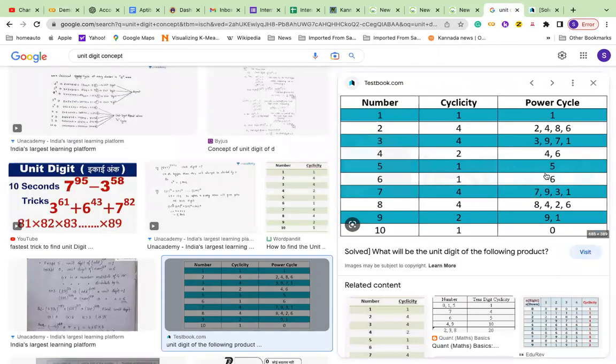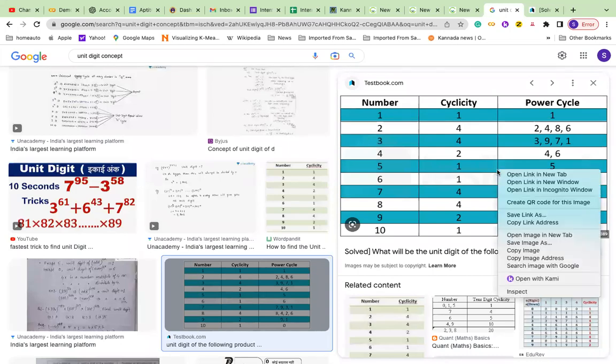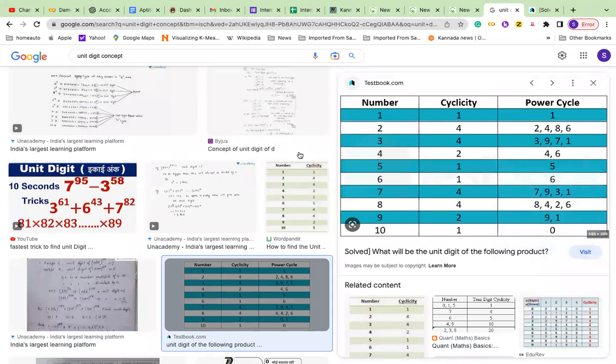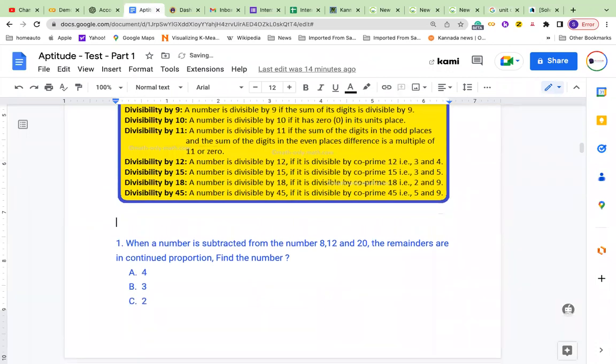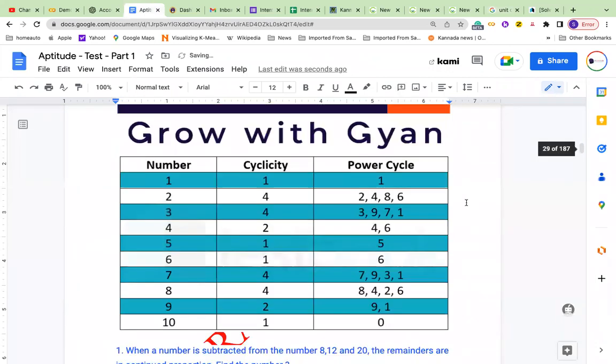Then how to check the unit digit. Any question here? No, sir. So how easy it is to calculate if somebody gives you a very big number and asks you to find out the unit digit. Very easy to do, correct? This is another important question in the number system. So find out the cyclicity.